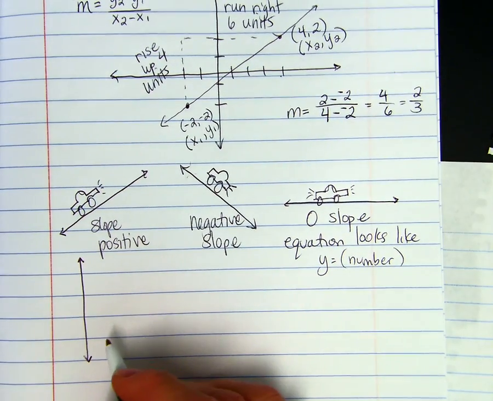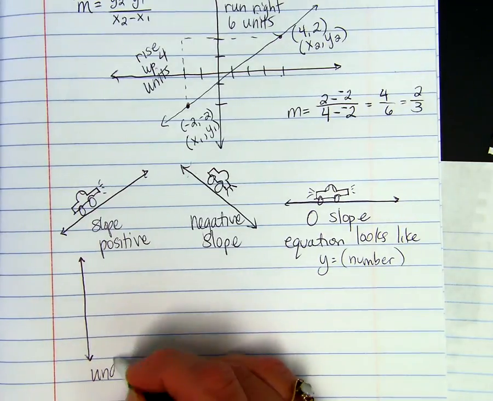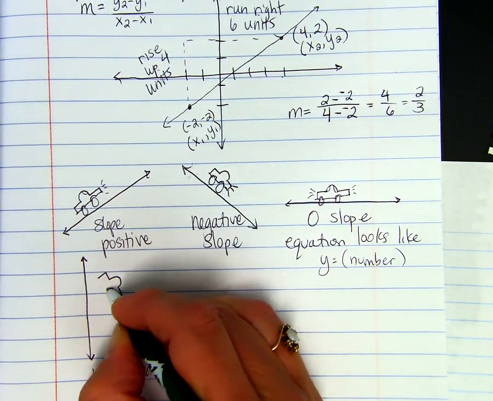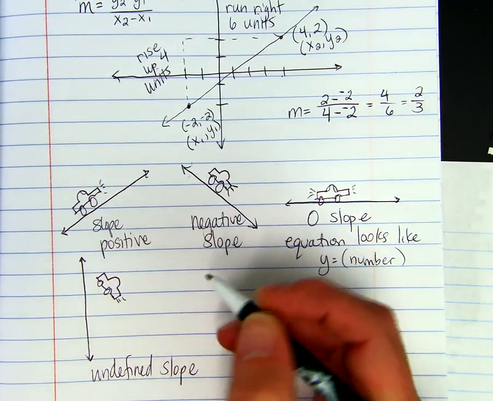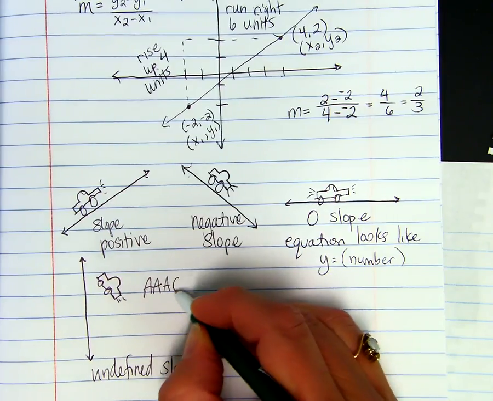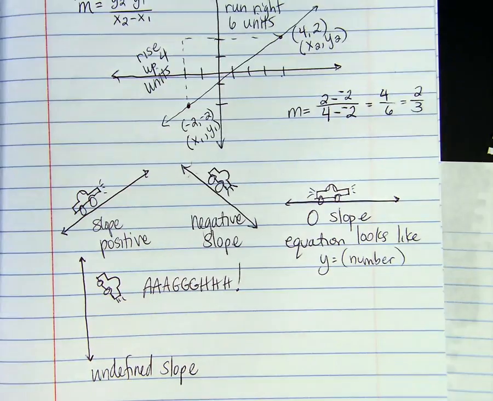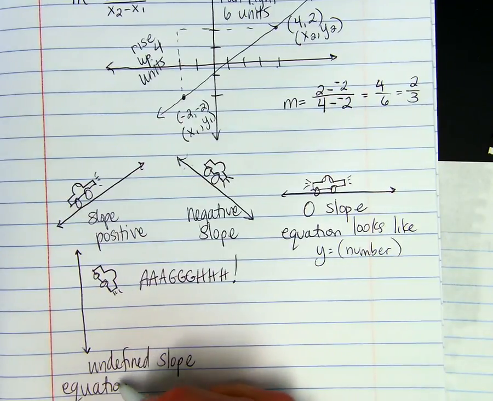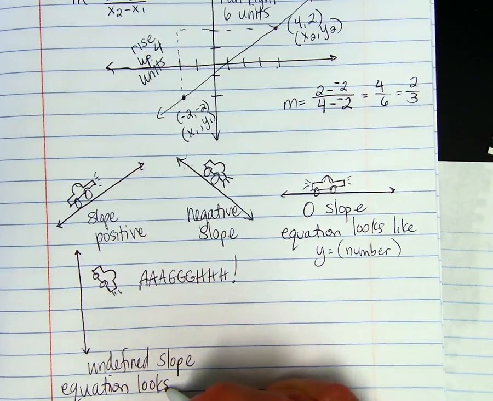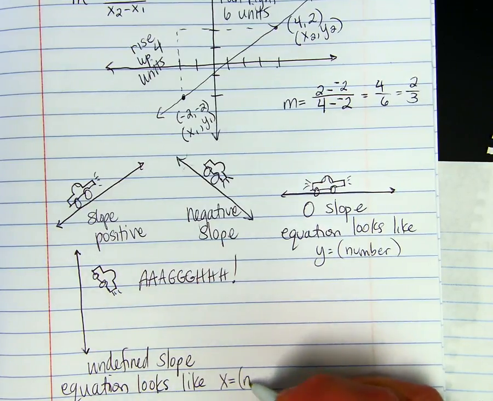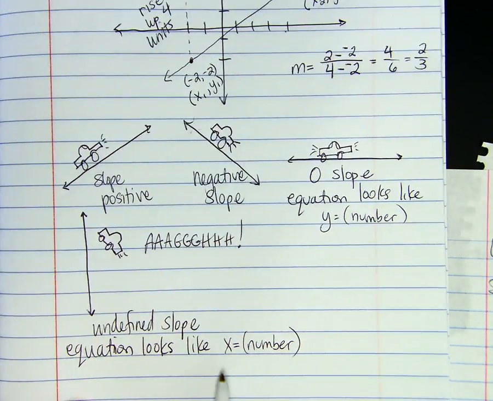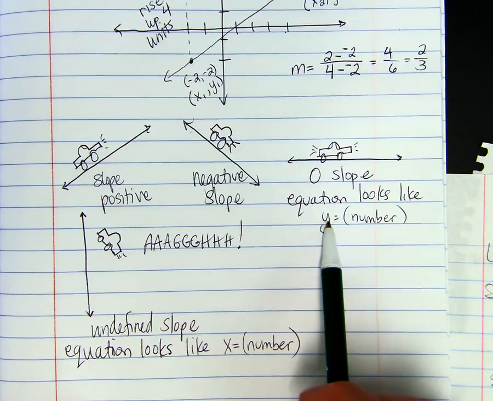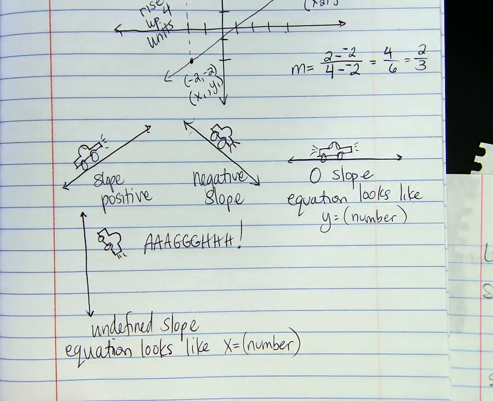Vertical line is the one that has undefined slope. So the car cannot even drive on it. So that's undefined, and the equation looks like x equals a number. So whatever number x is, that's the number the line's going to go through on the x-axis. And on this one, same thing. Y equals whatever number it is, it goes through that number on the y-axis.